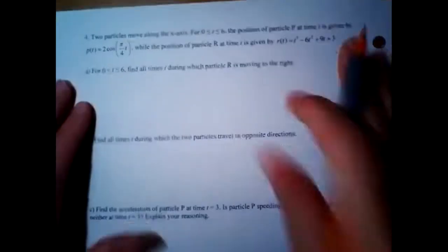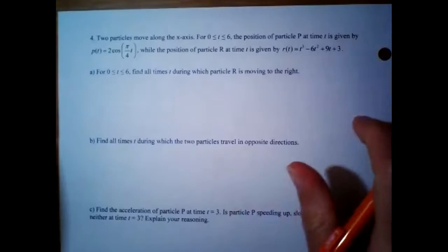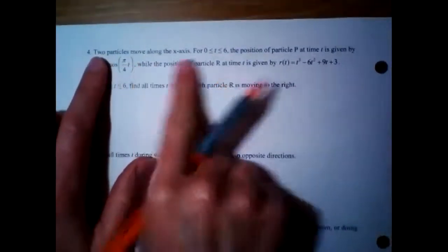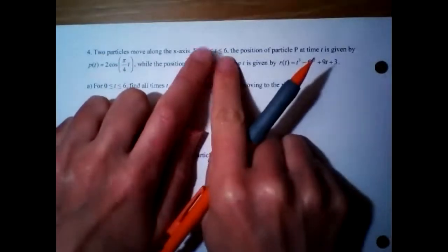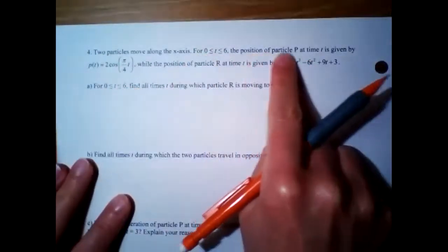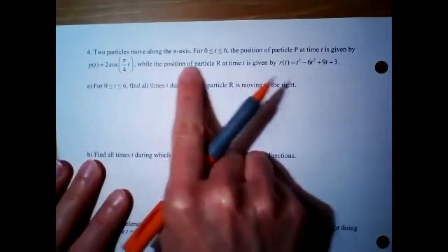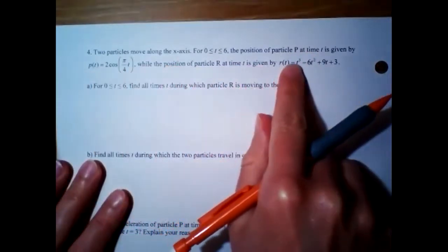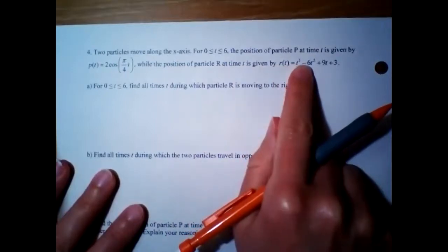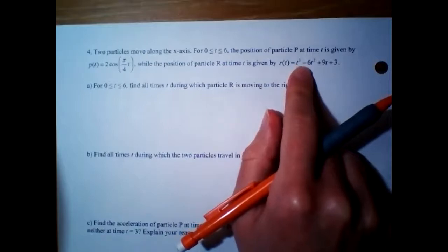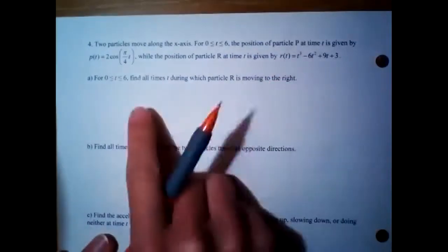All right, so next one. This one has a lot of trig in it. So if you're like, hey, I want more practice with trig, here you go. Okay. 2 particles are moving. Here's our interval, 0 to 6. The position of particle P is given by P of t, and the position of particle R is given by R of t. And I don't see any units. There's not any miles per hour or anything like that. So we're not going to have any units in this problem.